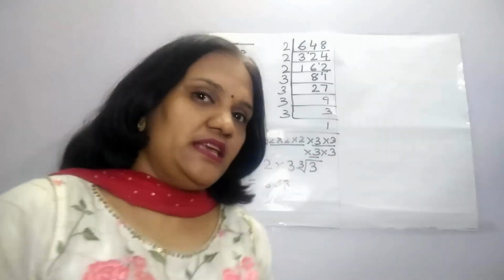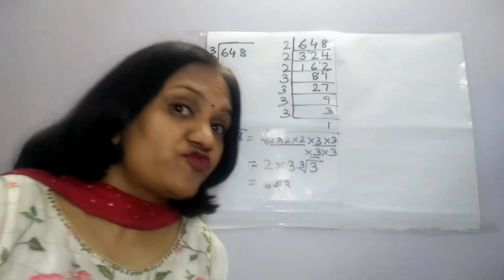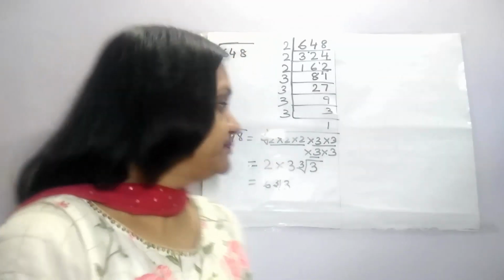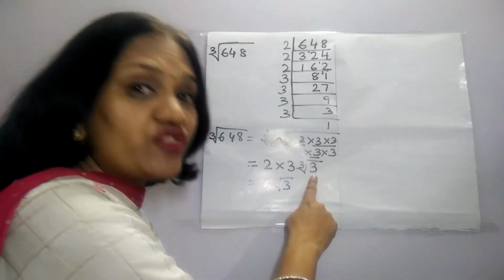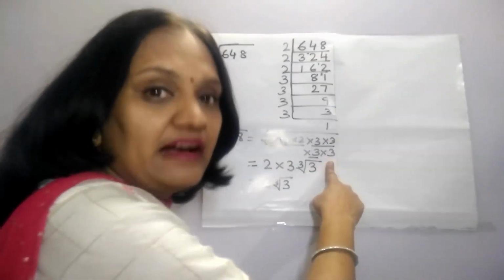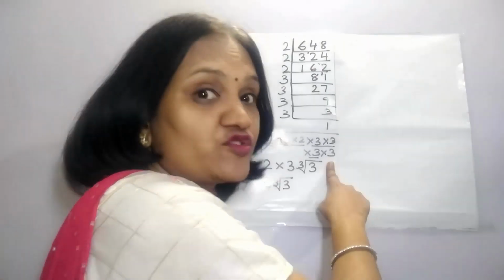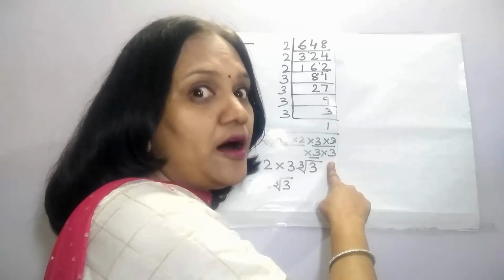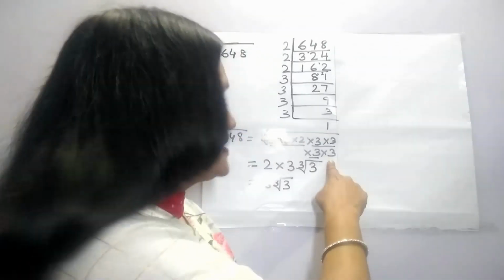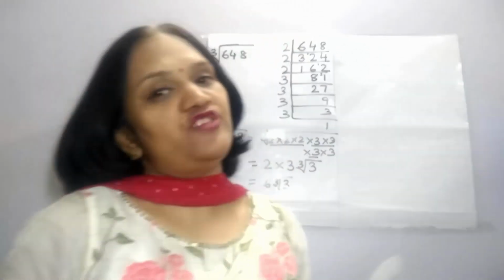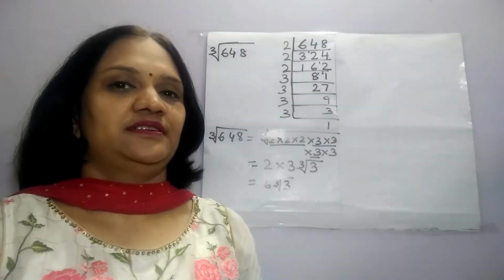Okay, can you tell me by which number should 648 be divided so that it becomes a perfect cube? If this extra 3 would not have been here, then 648 would have become a perfect cube. So if we divide 648 by 3, we get a perfect cube.